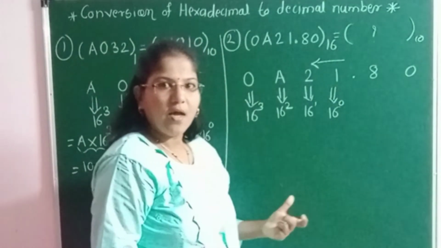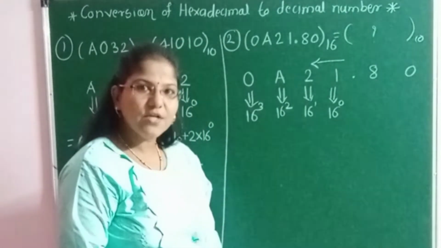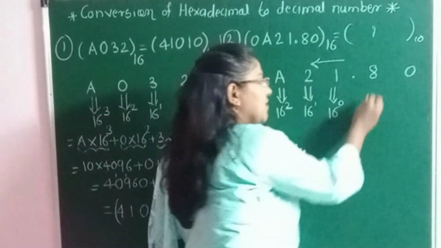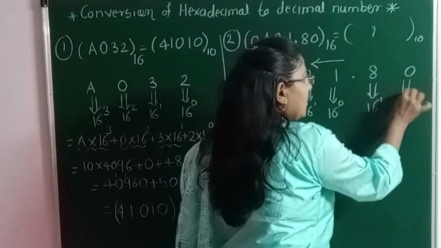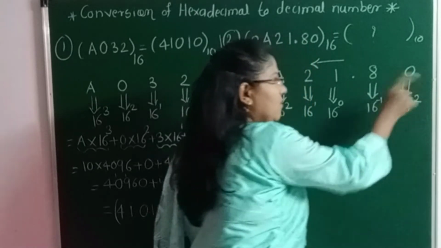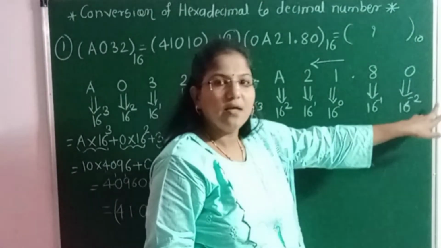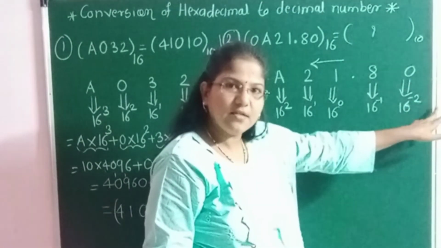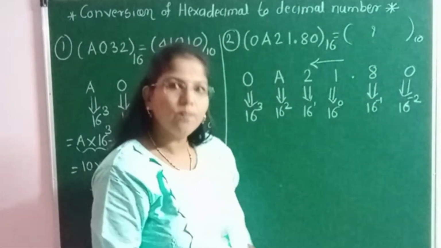Fractional part. Again for the fractional part also the weighted values are in terms of power of 16 only, but the power starts from minus 1. For the right side digit again now it will become minus 2. Now third digit is not there, but if third digit is there then we can write its associated value as 16 raised to minus 3, then 16 raised to minus 4, 16 raised to minus 5 and so on.